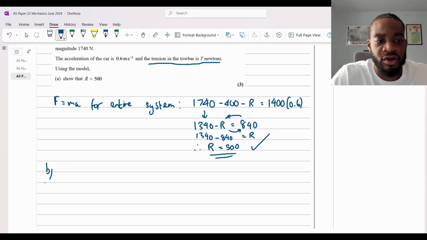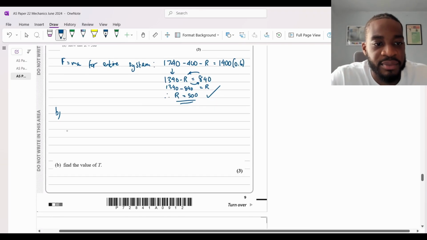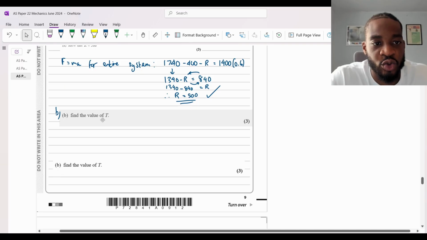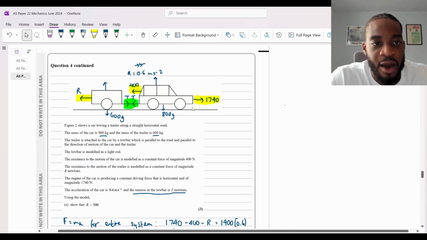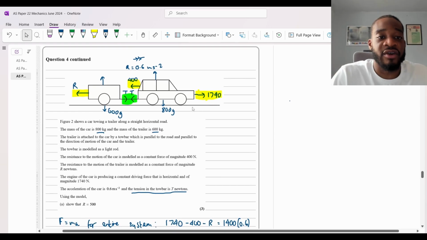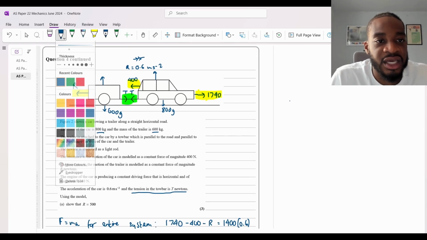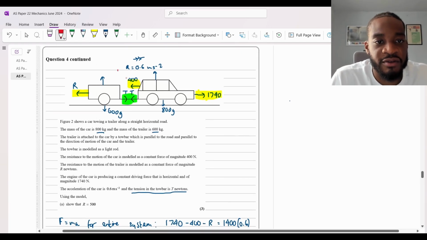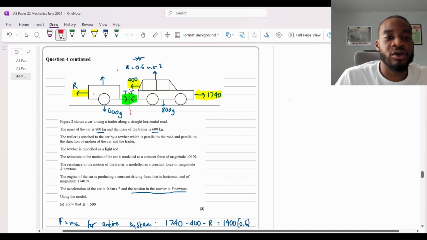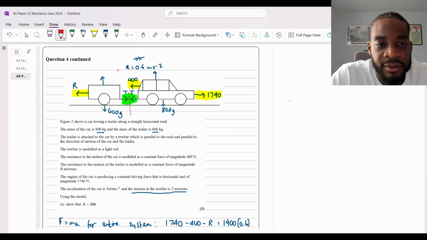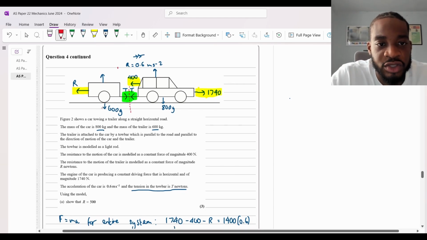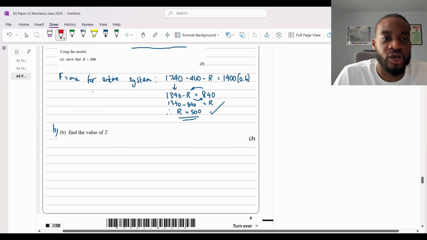Part B, I think I've got it down here. Yes, part B says find the value of T. That is the tension in the tow bar, isn't it? So if we go back to our force diagram, now we can separate them, right? I'm going to just draw a vertical line down there. You could either use F equals ma for the trailer or F equals ma for the car. Doesn't matter. I'll use F equals ma for the trailer, because there are fewer forces to work with.